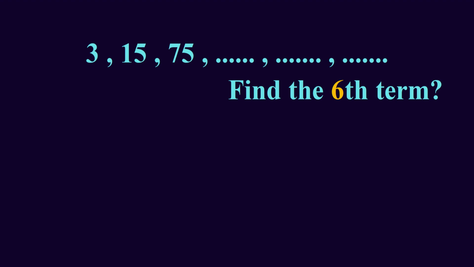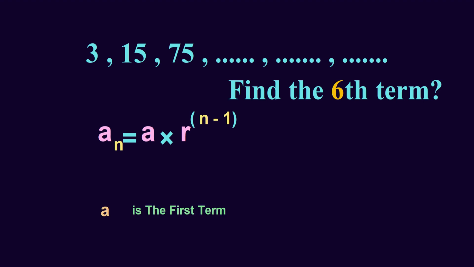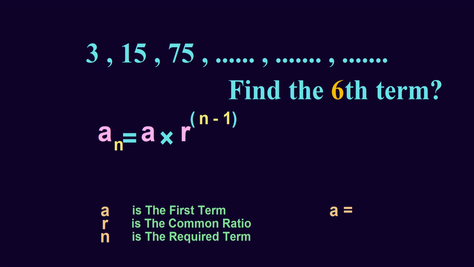We have a geometric sequence and we can use the rule a_n equals a times r to the power n minus 1, where a is the first term and r is the common ratio and n is the required term. In our problem, the first term a is equal to 3 and the common ratio r is equal to 5 and the required term n is equal to 6.